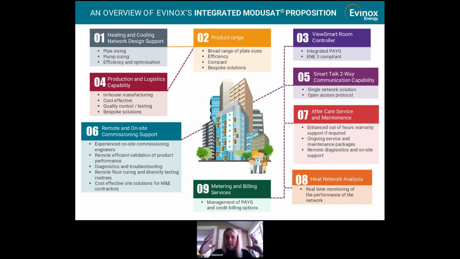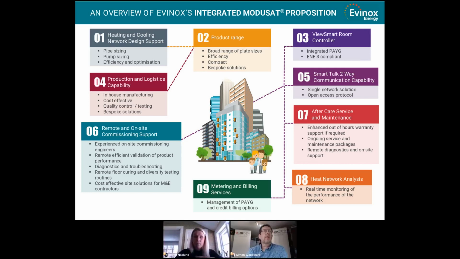But as Evinox, most of you might think of us as a heat interface unit manufacturer only. But we are really, really passionate on the heat networks actually performing after we have delivered our product. So we like to get involved at an early stage and help advise on the hot water loads, heating loads, pipe sizing, diversity calculations. We then move on to the product range.